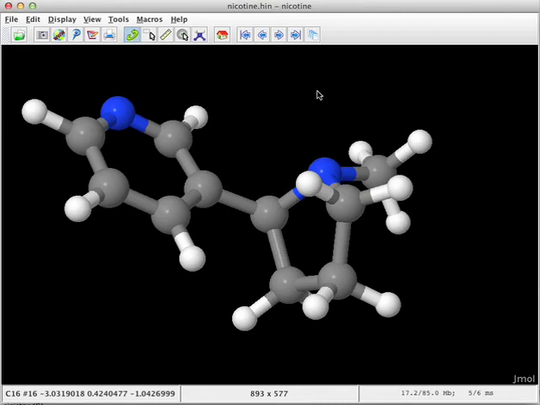So to summarize, we've got S-nicotine here because we've got nitrogen, carbon, and then a lower priority carbon in an anti-clockwise direction around the chiral center.